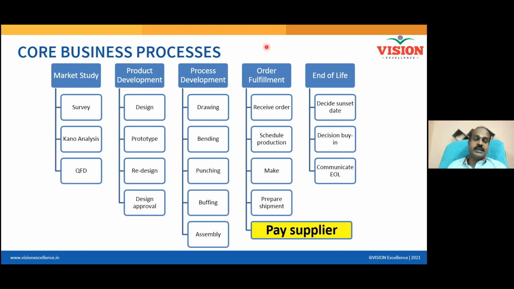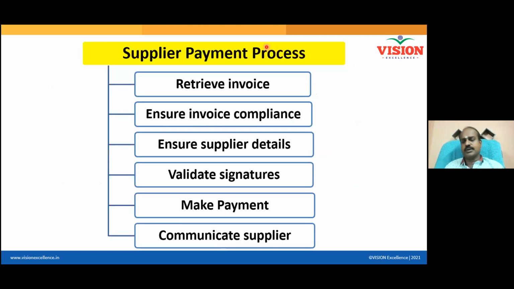See, this knowledge is really important, so that you will be able to identify which particular process is actually troubling you if a failure happens. And now this supplier payment process is further visualized. Can somebody tell me what are these things written? Retrieve the invoice, ensure the compliance, ensure the supplier detail, validate the signature, make the payment, and communicate to the supplier. What are these called?